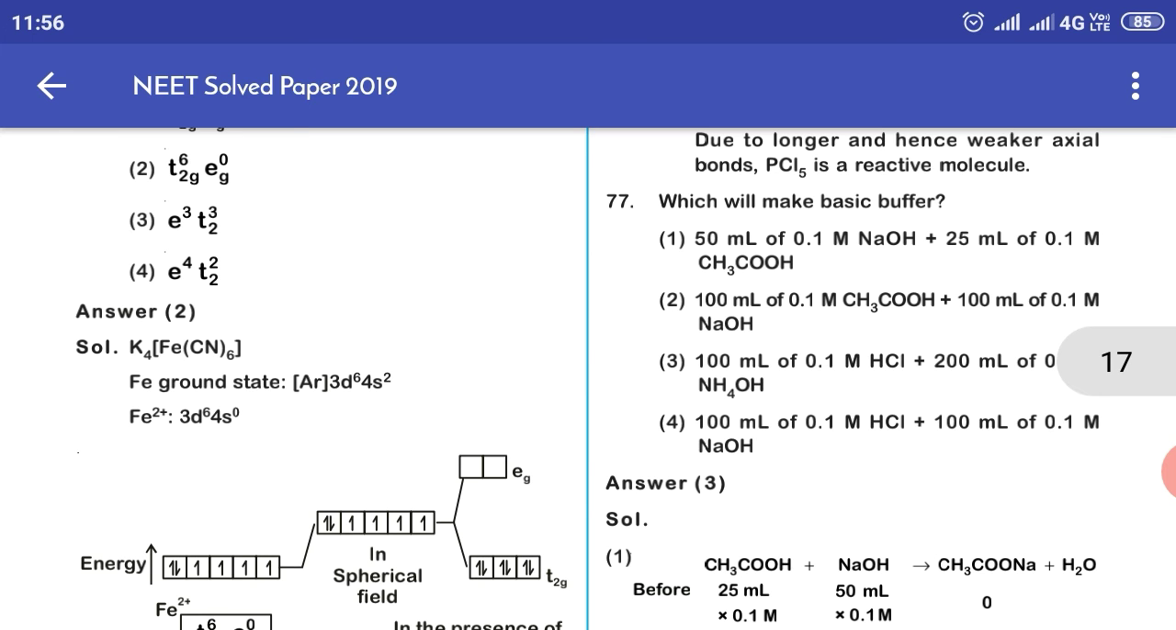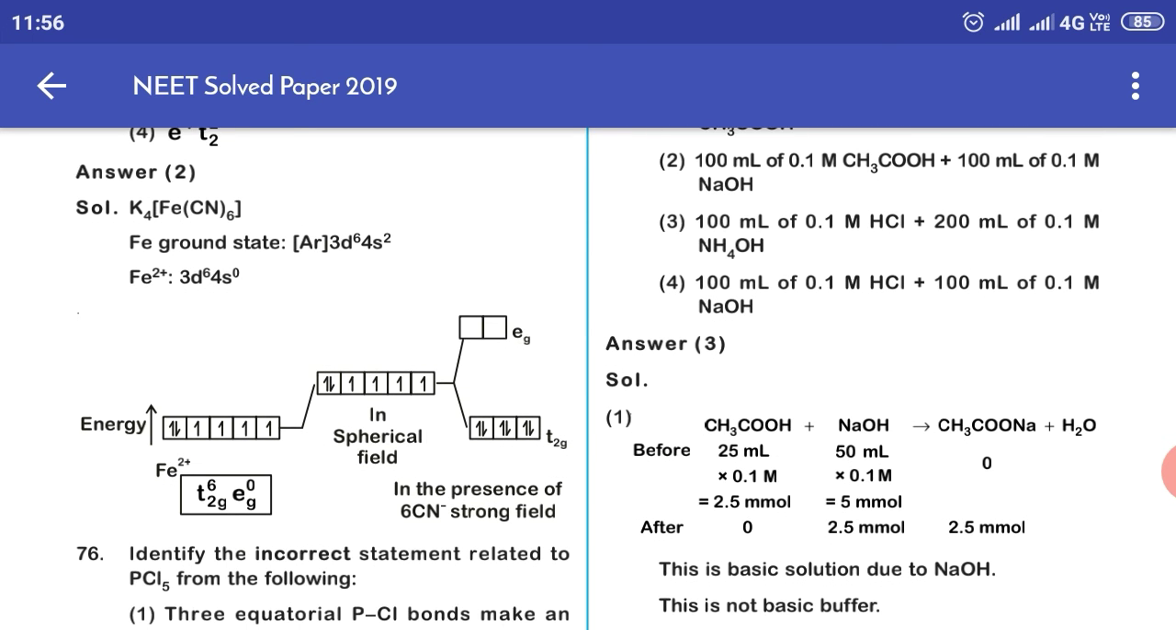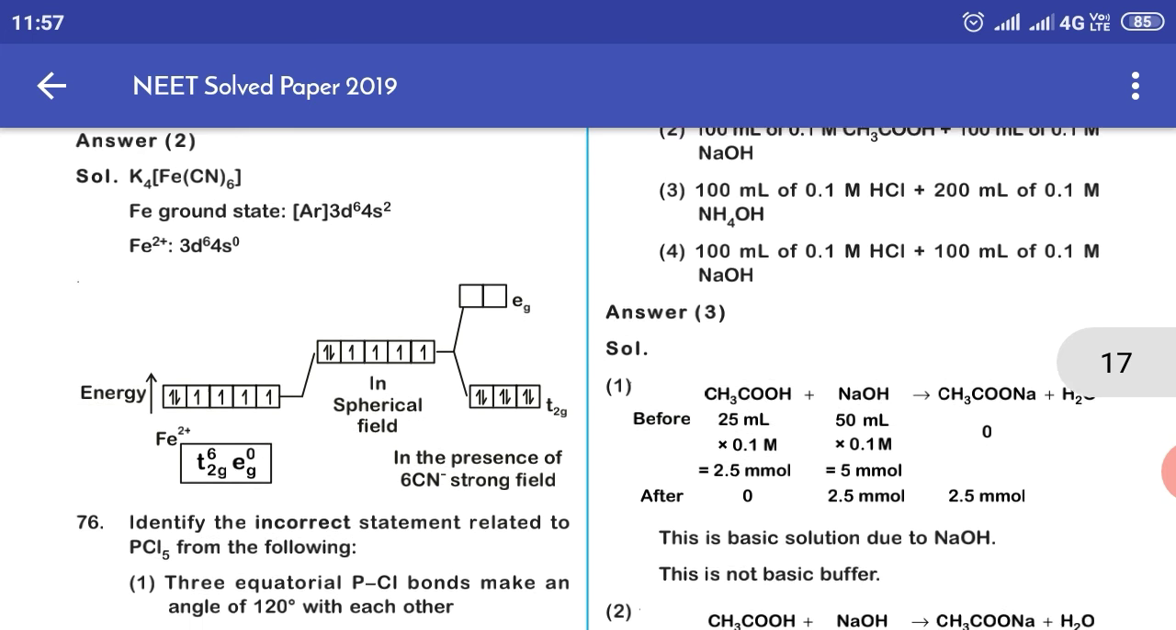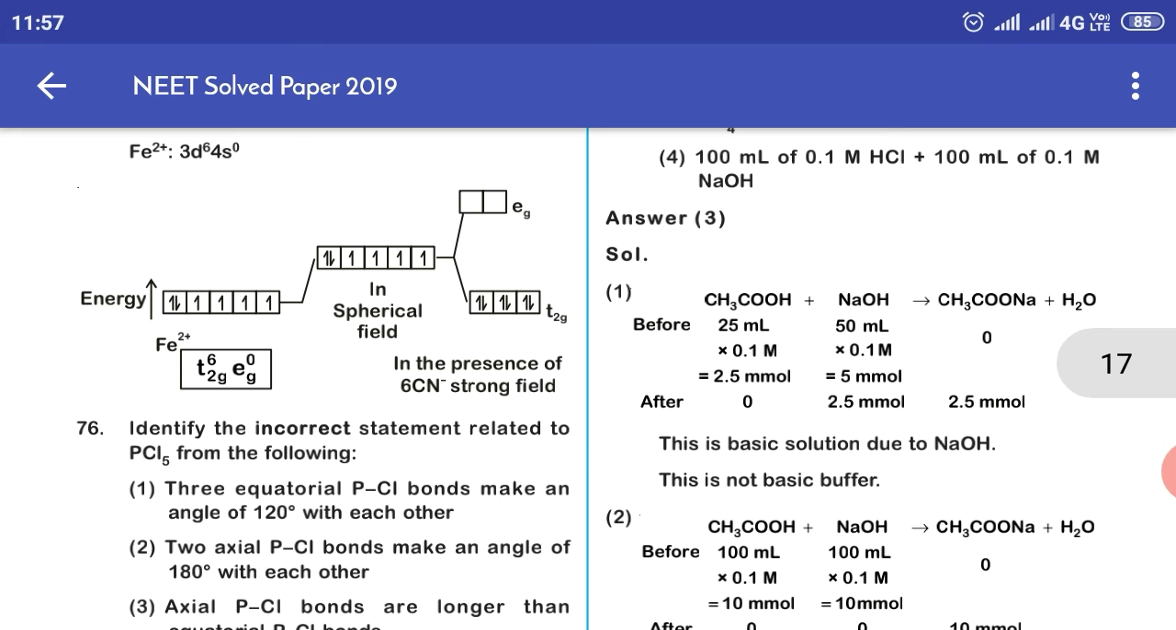77th question, which will make a basic buffer? The answer is option 3. This is the equation: acetic acid plus NaOH gives sodium acetate, and before, 25 ml and 50 ml into 0.1 molar gives 2.5 and 5. After, 0, 2.5, 2.5. This is a basic solution due to the strong base NaOH. This is not a basic buffer.